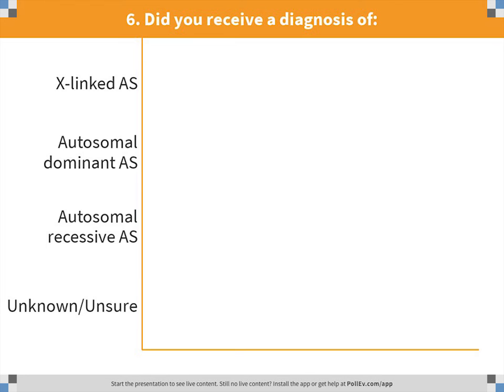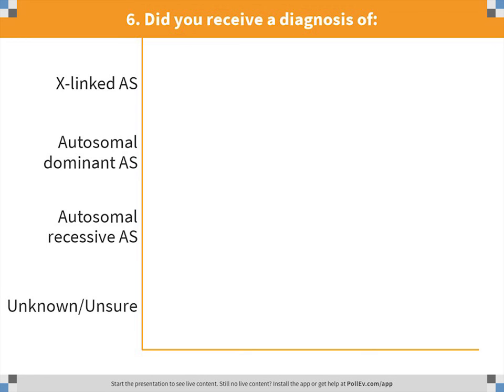Okay. Now, question 6 is, did you receive a diagnosis of A, X-linked Alport syndrome, B, autosomal dominant Alport syndrome, C, autosomal recessive Alport syndrome, or D, if you are unsure of what your diagnosis is? Give you just a few more moments.